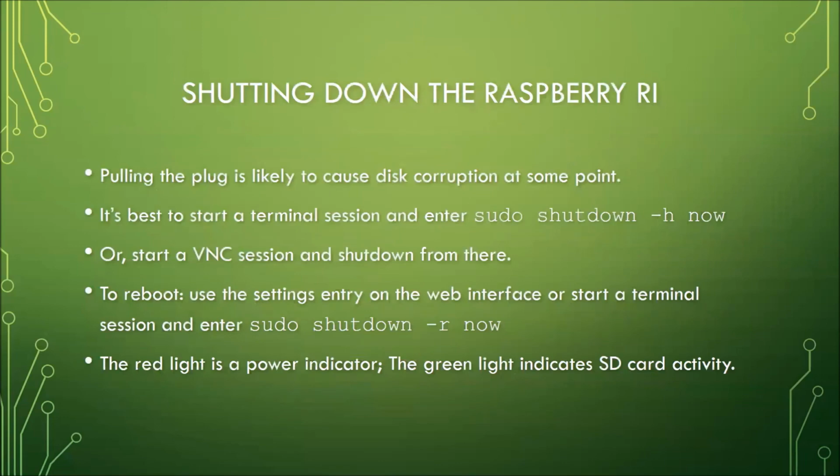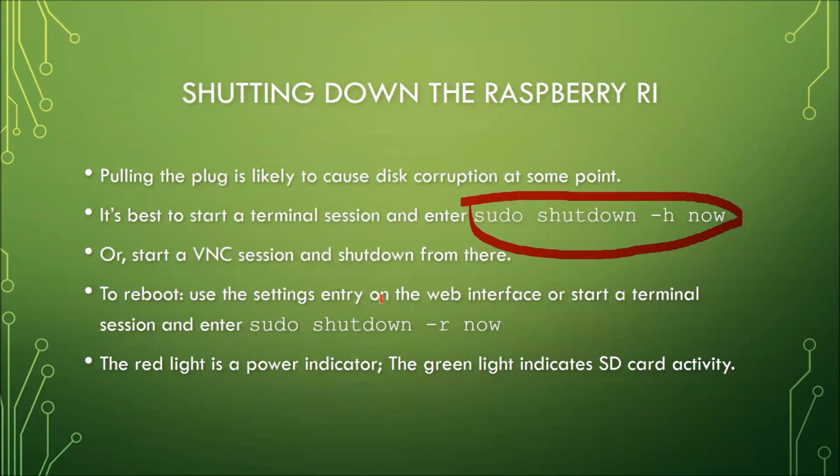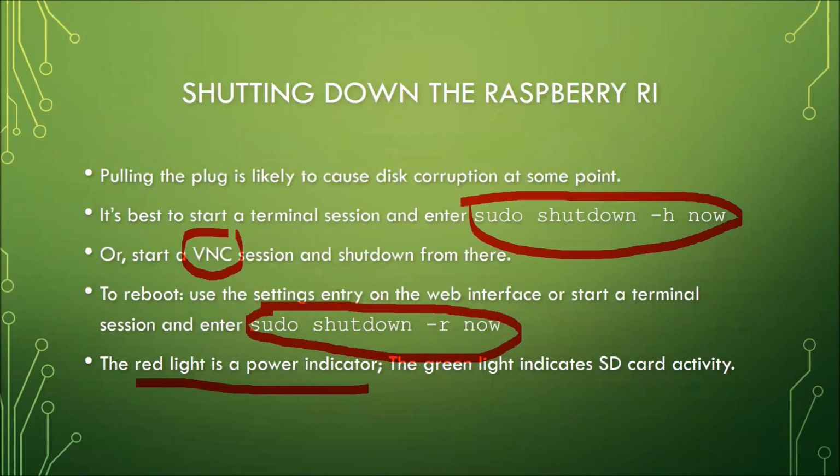Shutting down the Pi, I already mentioned you're likely to corrupt the disk if you just pull the plug. This is, if you start a terminal session, you can put in this sudo line. This is the command if you need to restart it for some reason. You could also go into start a VNC session and reboot it from there. Again, the red light is only a power light. The green light indicates activity, so definitely don't pull the plug if the green light is blinking.